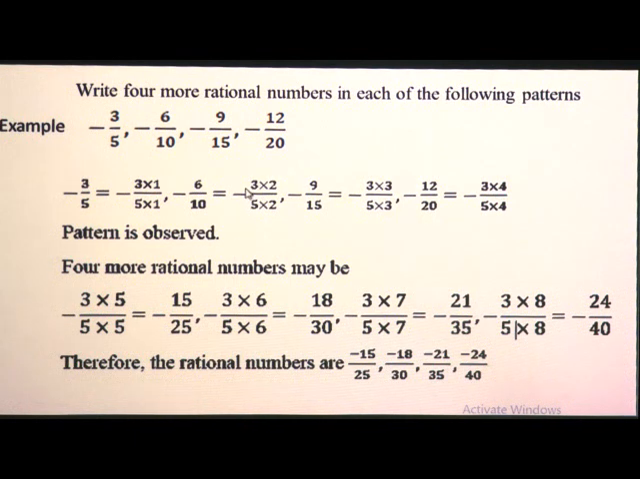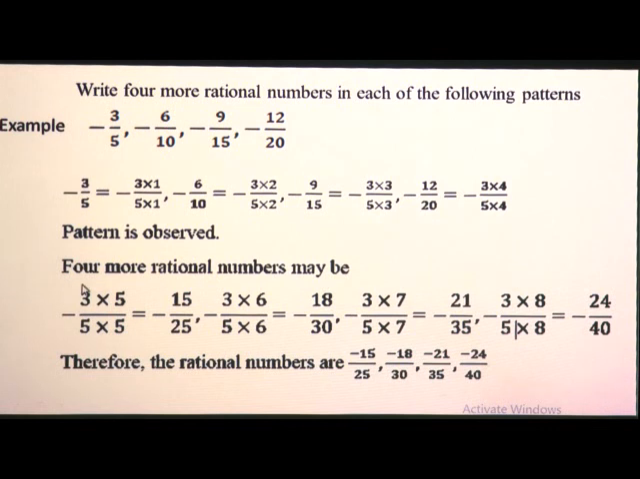Here we can say 3 2s are 6 and 5 2s are 10. Everywhere we are having a minus sign. Here minus 3 3s are 9, here 5 3s are 15. Here minus 3 4s are 12 and 5 4s are 20. So, we have got 4 more rational numbers in this pattern. Again the pattern is observed.